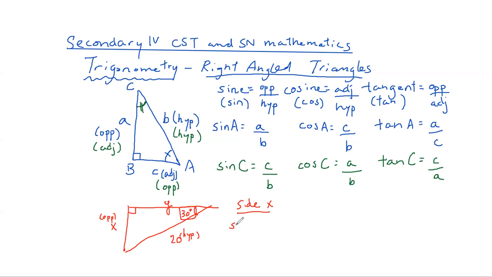So sine is the one I'm going to use because it is opposite over hypotenuse. So sine of 30 is equal to the unknown x, which is the opposite, divided by my hypotenuse, in this case 20. So this is where you would require your calculator.